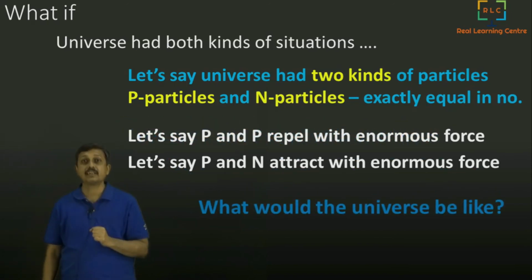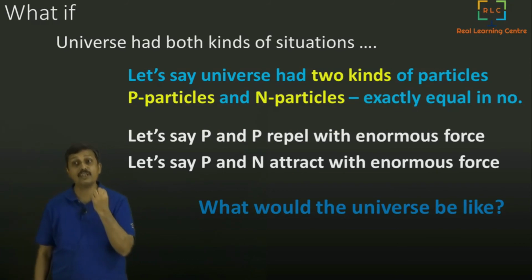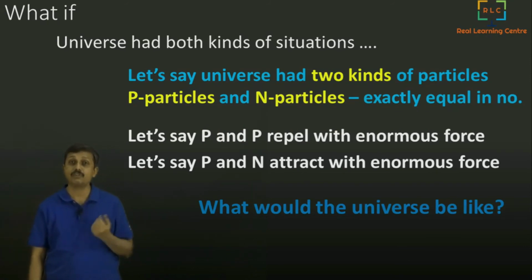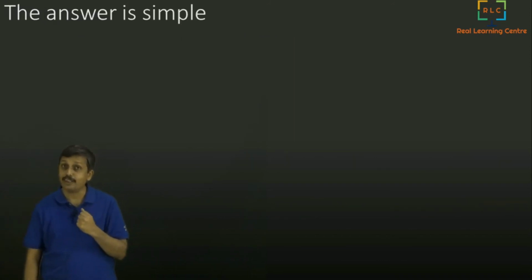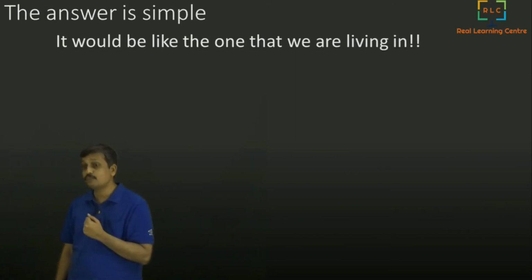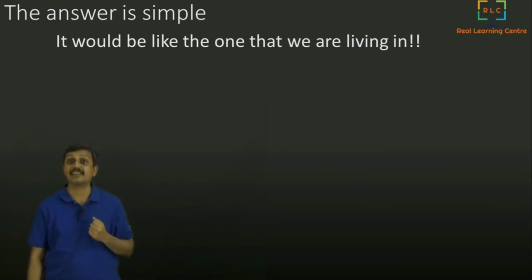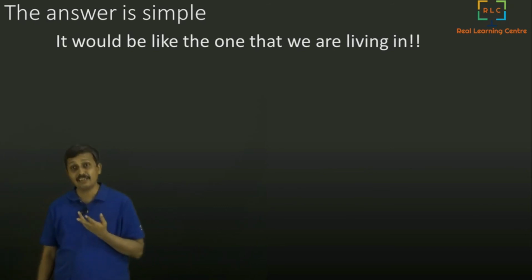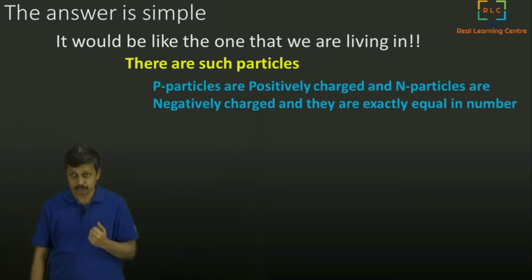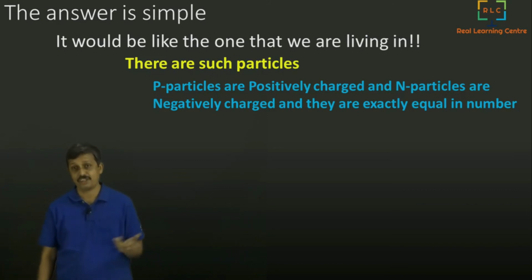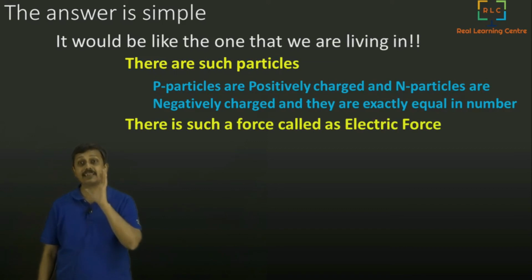If both such scenarios existed, what would the universe be like? Interesting thought. The answer is actually quite simple, and surprising. The universe would be the one that we are living in. It would be exactly like the universe that we are living in. In our universe, there are such particles which are positively charged and particles which are negatively charged. They are exactly equal in number.